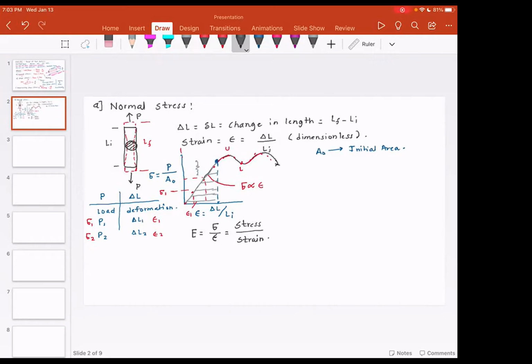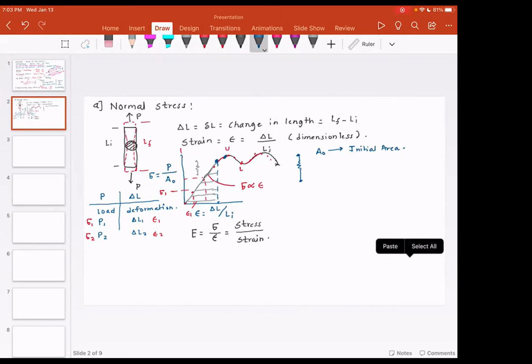Now what happens once you cross the elastic limit? Once you cross the elastic limit, the material gets deformed plastically or permanently. What it means is, I want you to visualize, if you go all the way over here, this is like you started with a spring, but you stretched it so much that it does not go back to its initial dimension. It remains a little bit stretched.